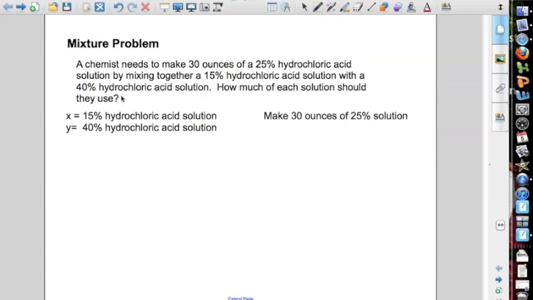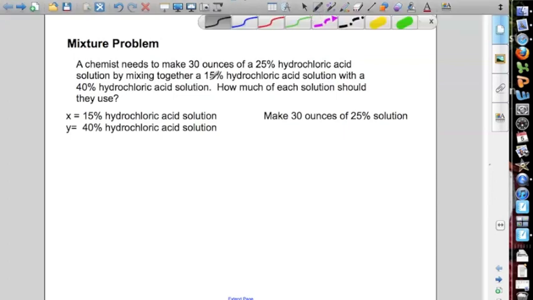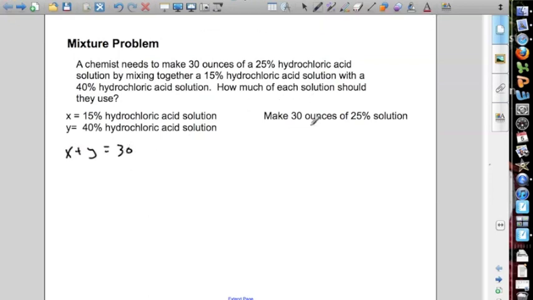The important thing that I've been referencing a lot in class is make sure you know what the variables represent. Make sure you know that X is the amount of the 15% hydrochloric acid solution and that Y is the amount of the 40% hydrochloric acid solution that you're going to use. And know that you want to make 30 ounces of 25% solution. The first equation should be fairly easy. If X is how much of the 15% I'm going to use, Y is how much of the 40% I'm going to use, and I need 30 ounces total, then X plus Y has to equal 30. That deals with making the 30 ounces.